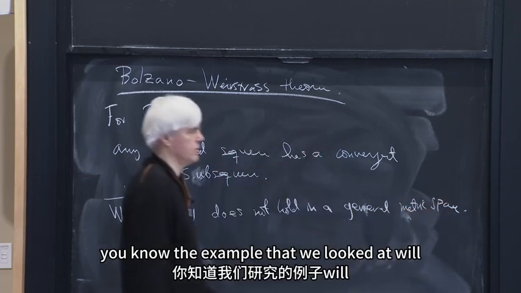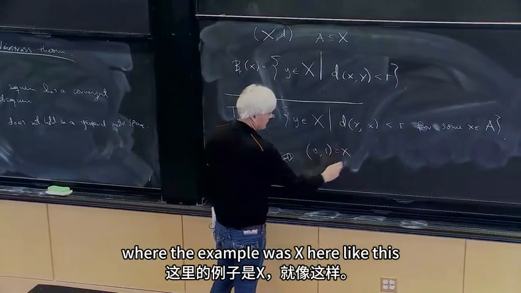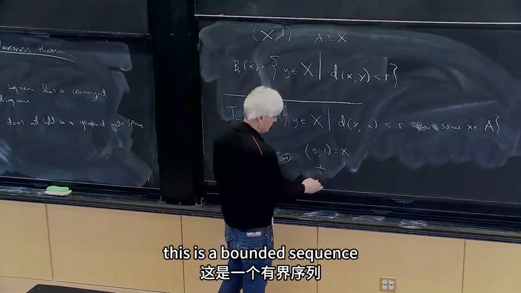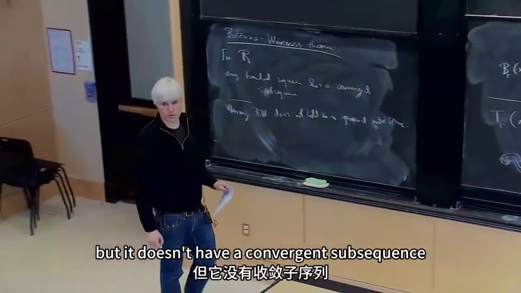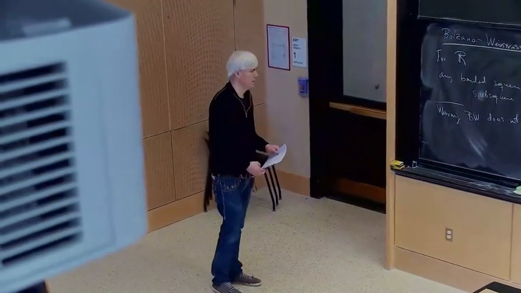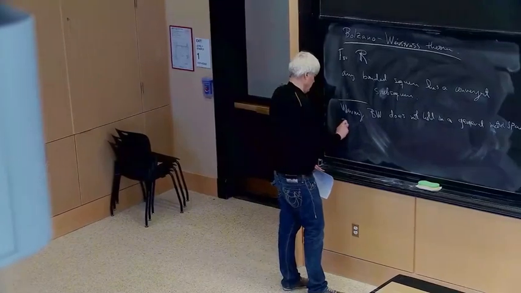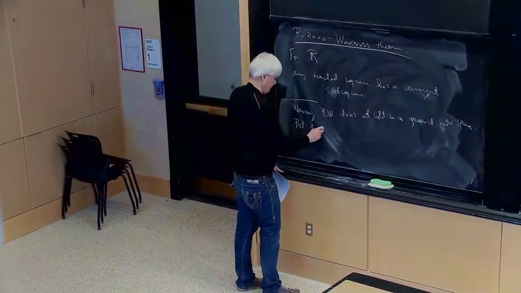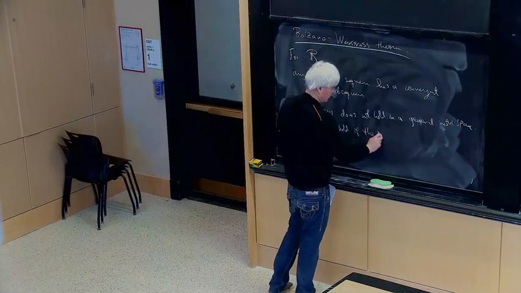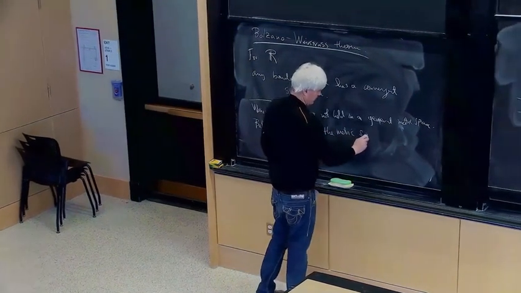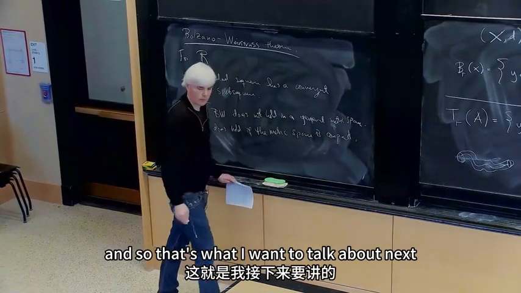And in fact, of course, the example that we looked at, the example was X here, like this, where we're looking at that sequence. This is a bounded sequence, but it doesn't have a convergent subsequence. It's actually a Cauchy sequence, but it doesn't have one. So it doesn't hold in a general metric space, but it does hold if the metric space is compact. And so that's what I want to talk about next.